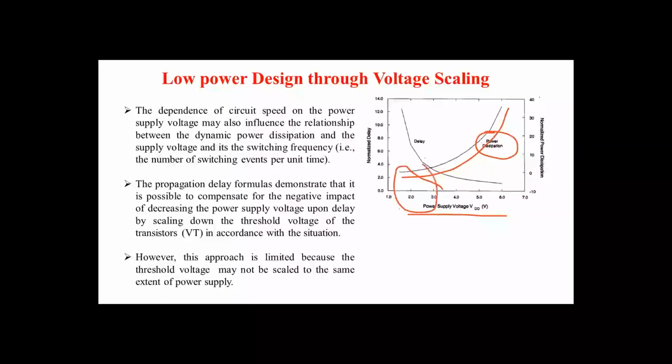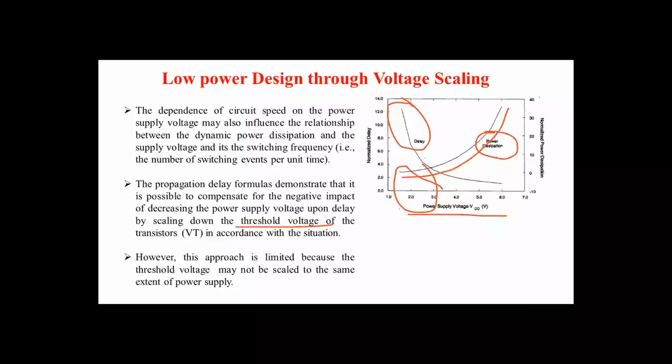For example, here the supply voltage is 2. What will happen? The delay will be increased. That is the interrelation between the reduction of power dissipation and the delay. Our aim is to compensate the delay, keeping the supply voltage reduced to lower the power, and at the same time reduce the delay also. That is a method for obtaining low power design through voltage scaling by adjusting the threshold voltage of the transistor.